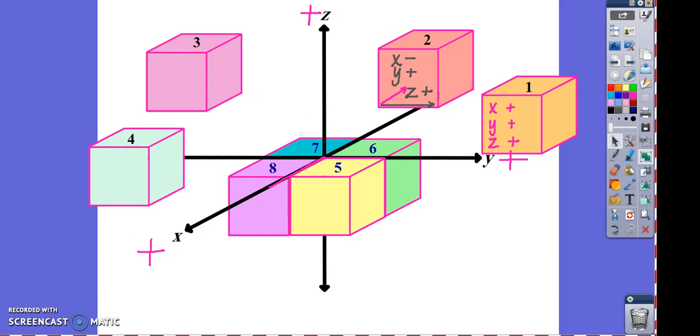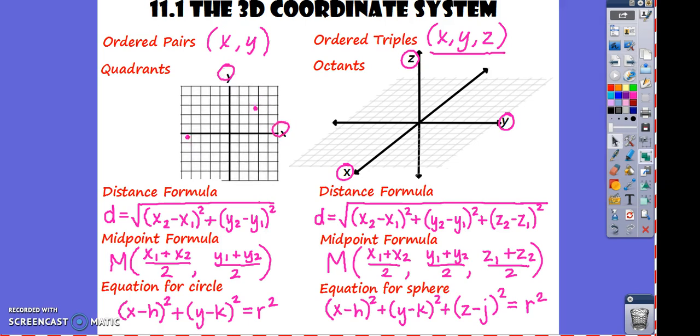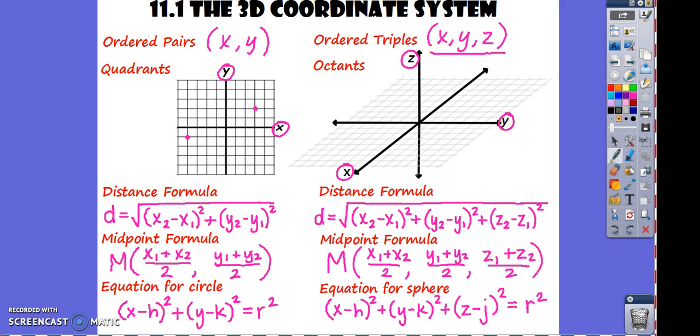Now when we talk about these 8 boxes, it actually is a little bit comparable. I skipped over this at the beginning, but it's comparable to the octants versus the quadrants. So you know how the quadrants are labeled? The quadrants are labeled 1, 2, 3, 4. Well, since there is 8, we don't call them quadrants, we call them octants since there's 8.